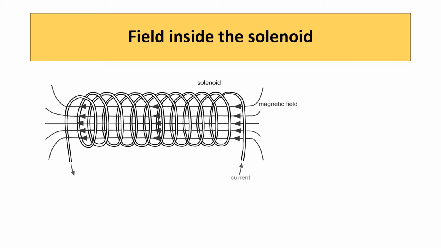Please note the field lines inside the solenoid are always parallel. These are the field lines inside the solenoid and they are parallel. This indicates that the magnetic field produced inside the solenoid at any point is of the same magnitude. That means that the field is uniform. The field is uniform inside the solenoid.